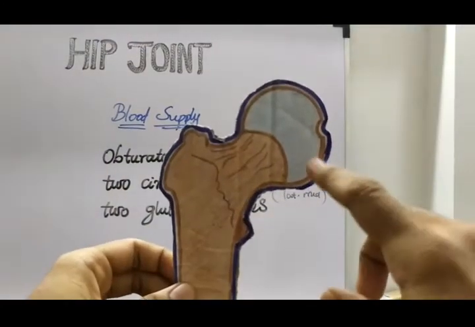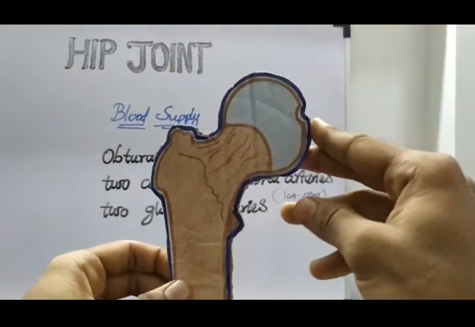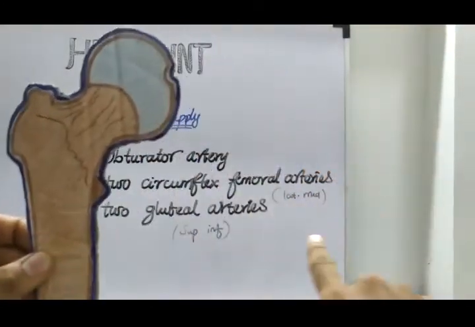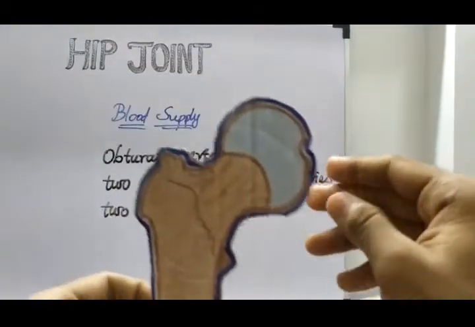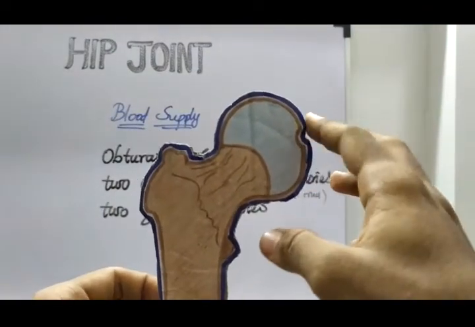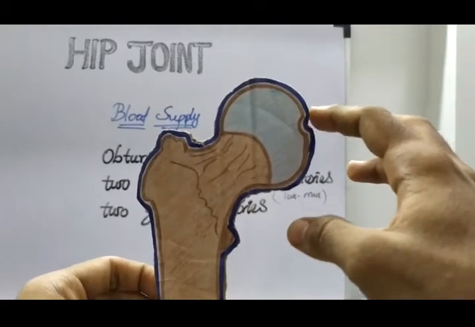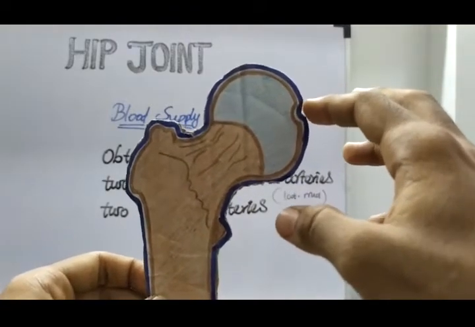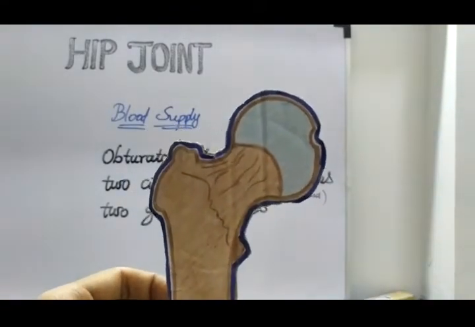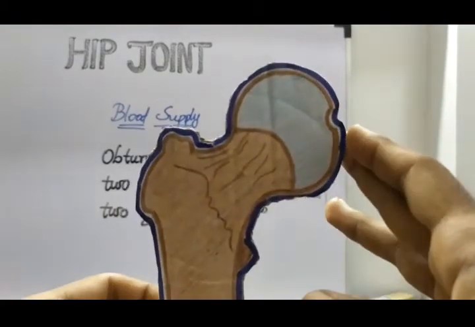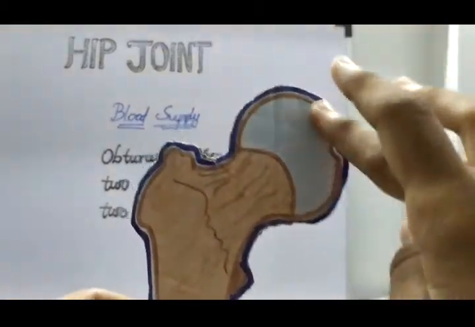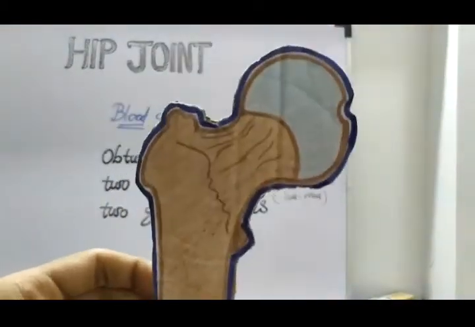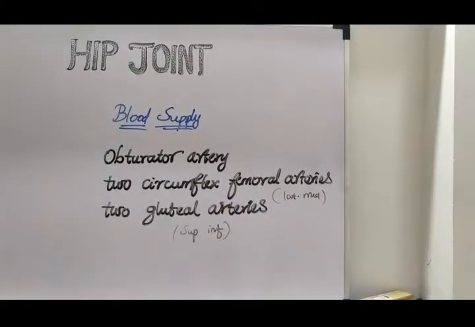And also the head is supplied by the branch of the obturator artery and the medial circumflex artery, which will be supplying near the fovea capitis. This small opening is the fovea capitis. So near to it there will be supply to the head of the femur. So this is the blood supply. These vessels supply the hip joint.